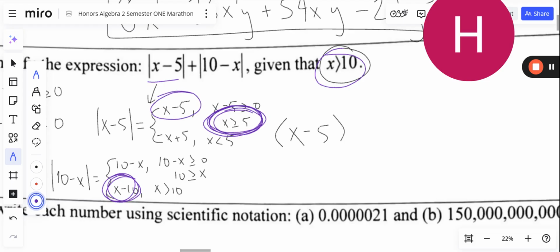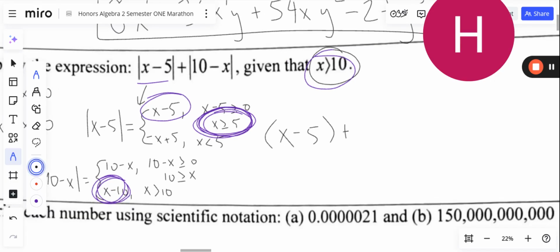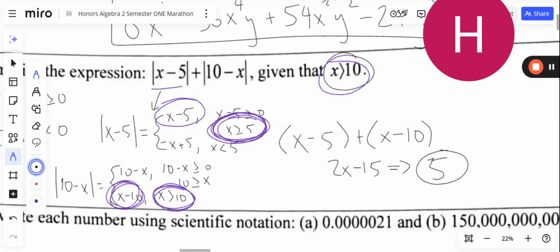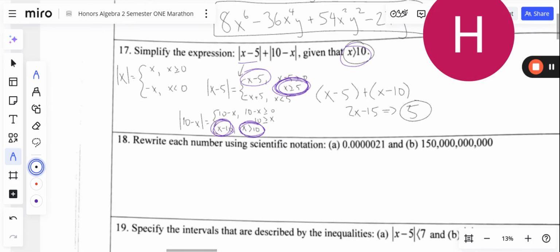And then for the second absolute value expression, we're going to flip it because we're using this condition that x is greater than 10, therefore the inside is negative, right? If x is bigger than 10, then 10 minus x will be negative and we'll have to flip it. So this will be x minus 10, in other words, 2x minus 15. And when x is equal to 10, this is simply a 5. Okay, a little bit of work with absolute value for that one.